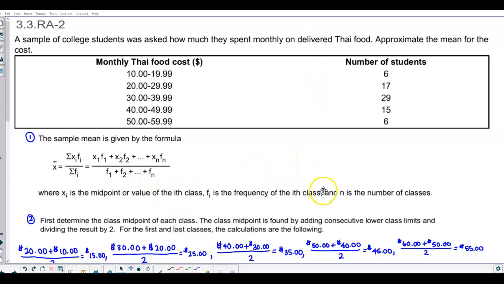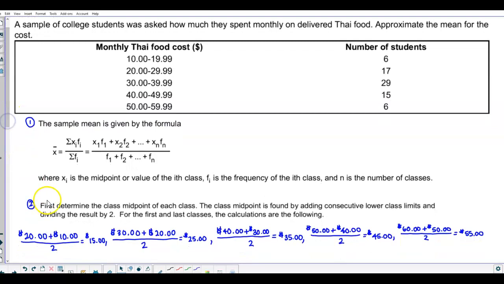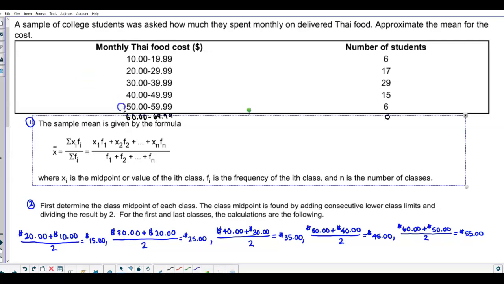Now, in number 2, what we want to do is first determine the class midpoint of each class. The class midpoint is found by adding consecutive lower class limits and dividing the result by 2. Before we do that, we also need to include a last class, which would be 60.00 to 69.99. That means we don't have a frequency for it, we know it's 0, but we need to look at the last lower limit.